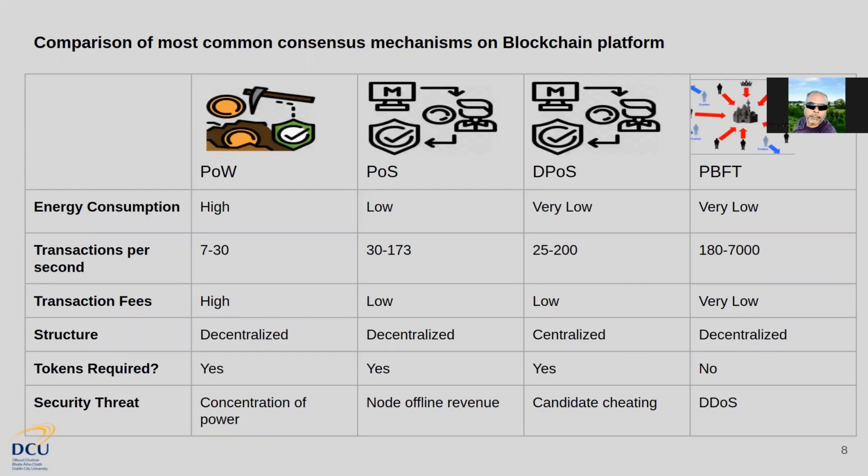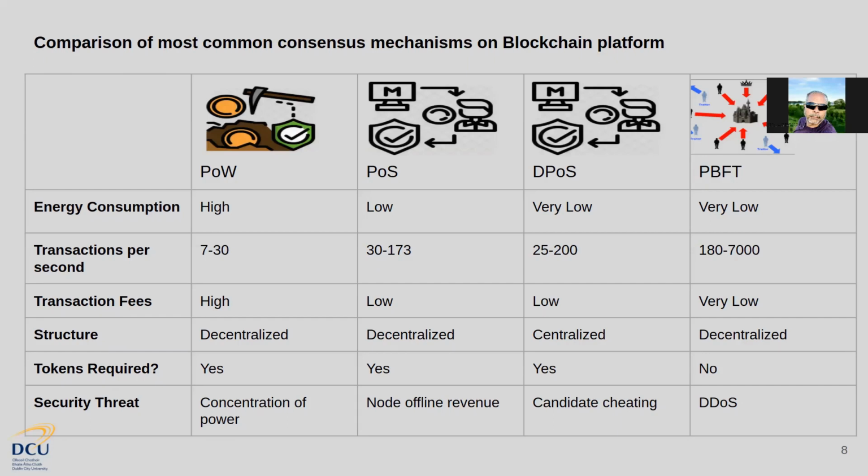Now we compare the most common consensus mechanisms on various features, which are energy consumption, transactions per second, transaction fees, structure, tokens required, security threat, and others. As we see from the comparison table, proof of work is highest in energy consumption, and PBFT is the most efficient in terms of transactions per second. The transaction fees in proof of work are the highest and in PBFT the lowest.